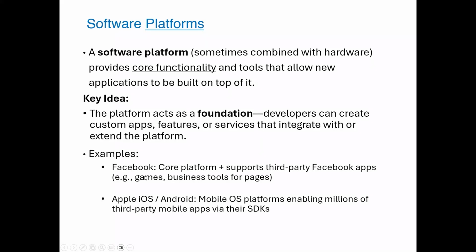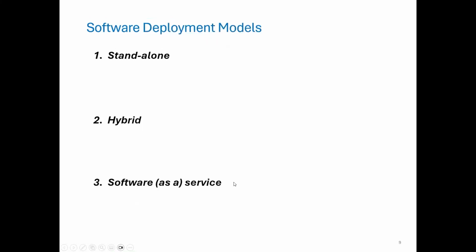There are examples of that. For example, Facebook. It has a core platform. Also, as you can see, there are lots of games, business tools, and different pages added to it, so it supports third-party Facebook apps. Another example is Apple iOS or Android. The core is the same: a mobile operating system platform that enables millions of third-party mobile apps via SDKs.